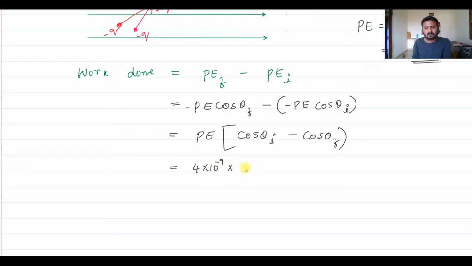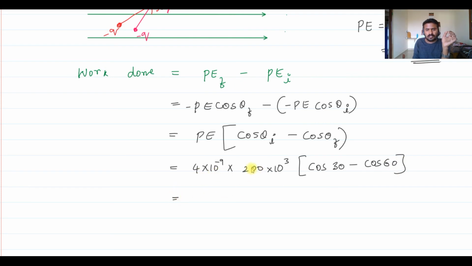How much is the electric field? 200 into 10 power 3. They've given that, right? 200 kilonewton per coulomb. Into cos theta initial. How much is the theta initial? 30 degree. How much is the theta final with respect to the electric field? 60 degree. Okay. And now you simplify this.